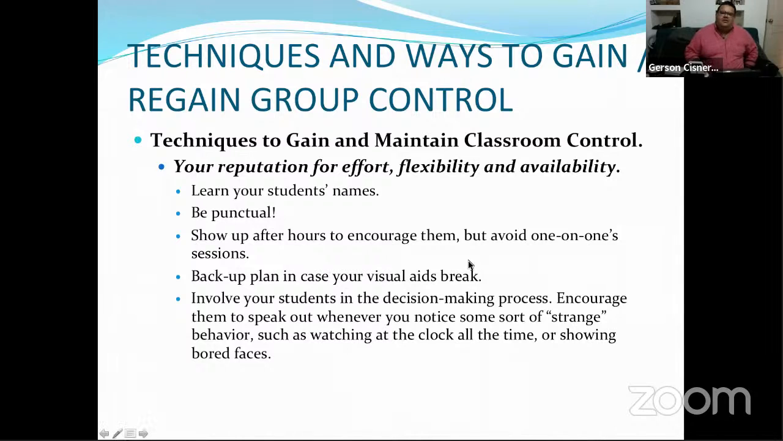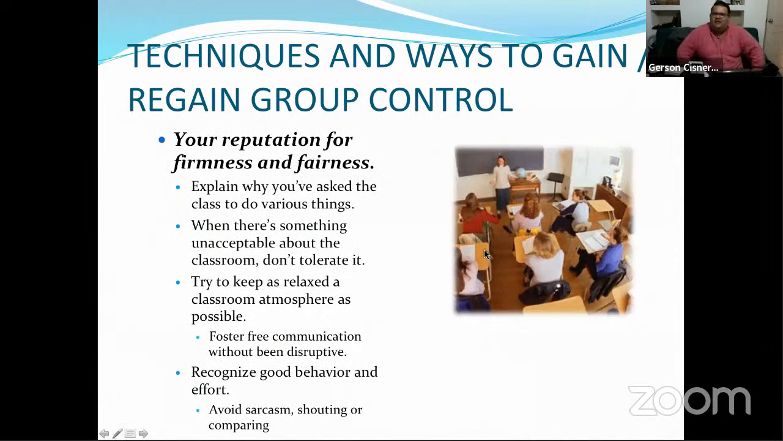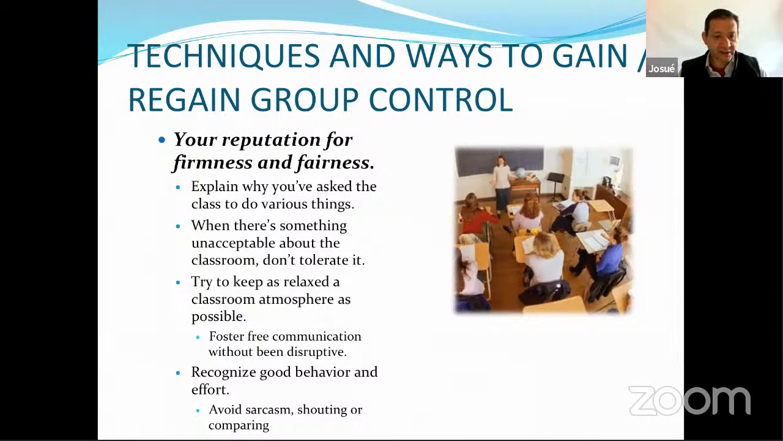Okay, good. Number two category, your reputation for firmness and fairness. Number one, Josue. Explain why you've asked the class to do various things. This is very important, teachers. Don't be like the collect teacher.